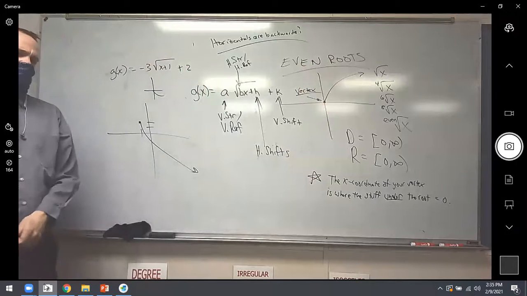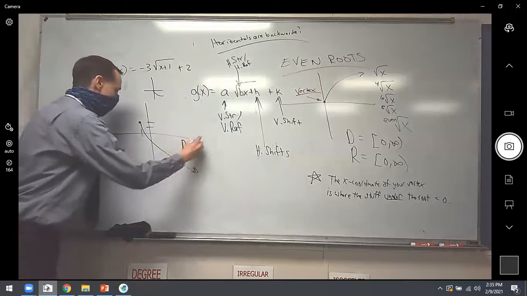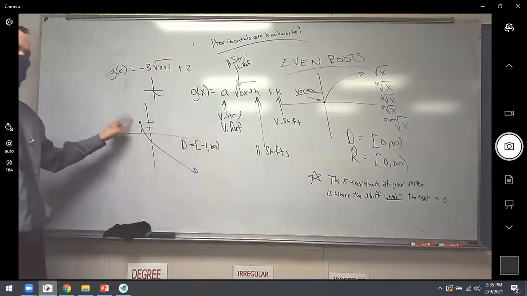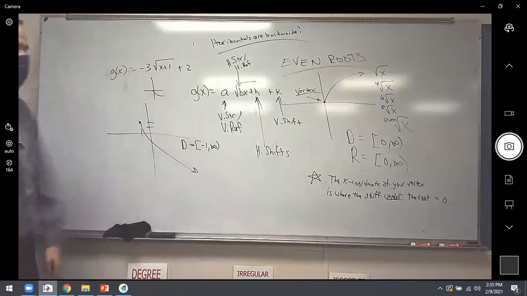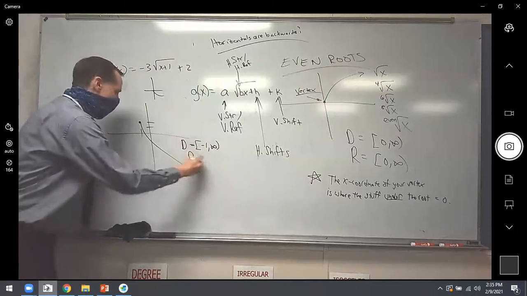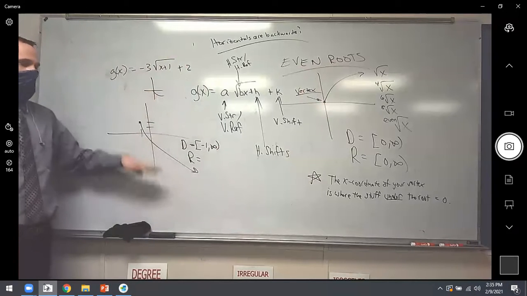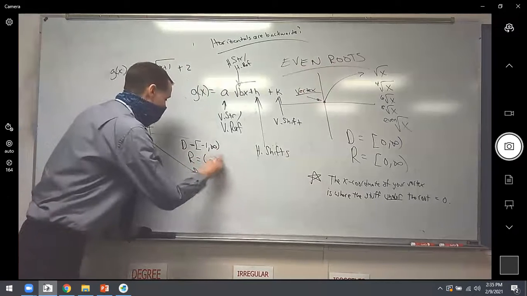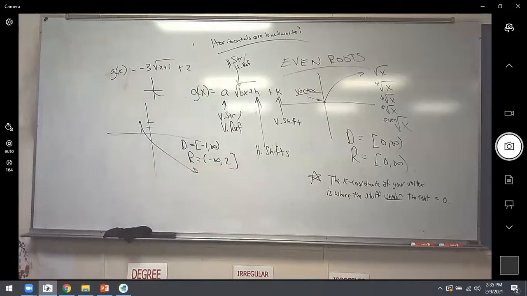Domain and range, anybody? What's the domain? -1 to infinity. Make sure you're always putting a bracket on the one that's not infinity, because this point does exist. I don't want you to lose points because you're just so used to putting parentheses all the time. The range, just like you go left to right, always go bottom to top, -infinity up to and including 2. So -infinity to 2 with a bracket right there.